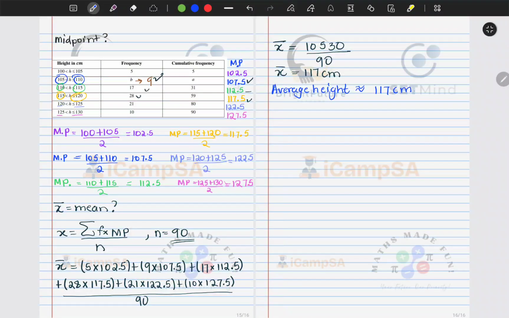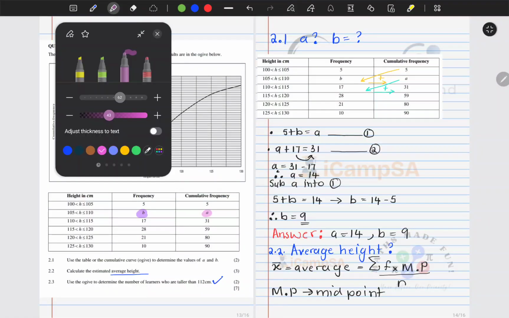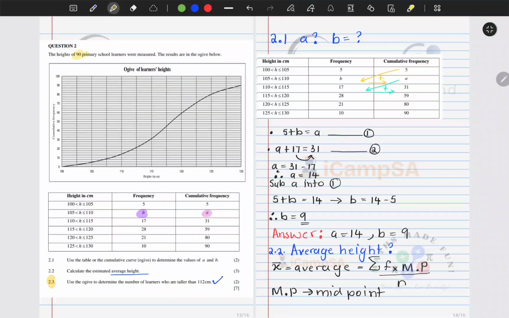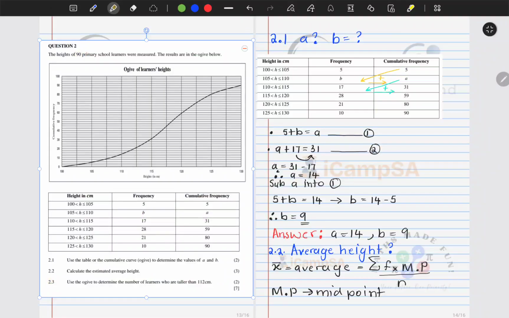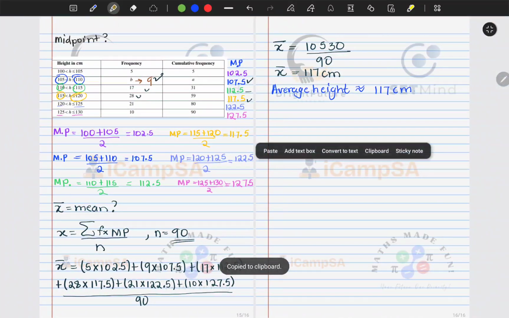Okay. So that is our average height. We're done. So we can go to the next question, 2.3. In 2.3, we are required to estimate, or we should use the Ogive curve to determine the number of learners who are taller than 112. So what I'm going to do, I'm going to go to 112.